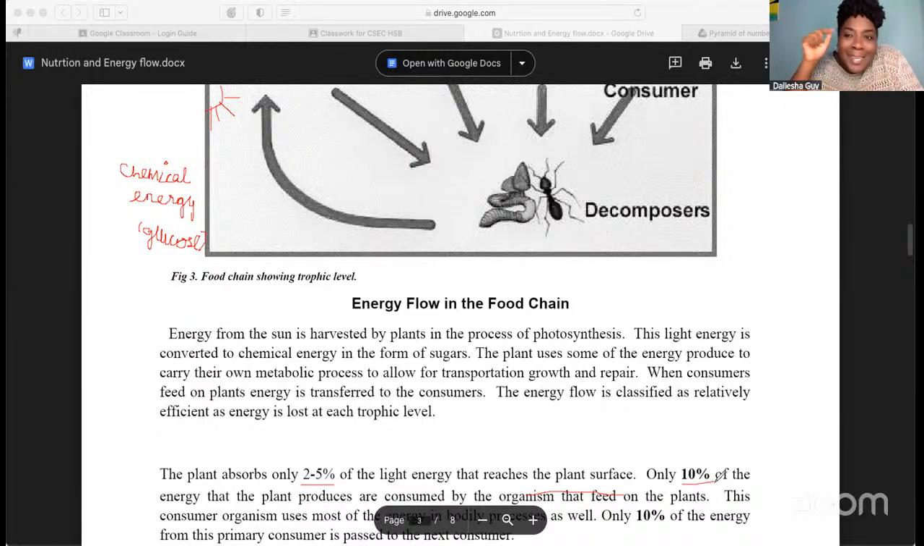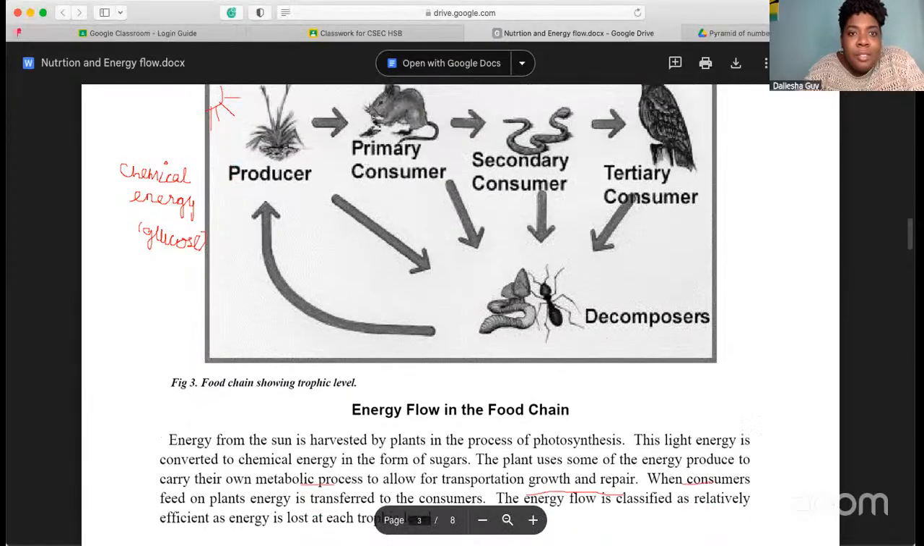This 10% is the only amount that the plant passes on to the primary consumer, right? So in this case, the plant only passes on 10% of the energy received to the shrew. Only 10%. So when the plant receives energy, it only passes on 10% of that energy. Now the shrew, again, is a living organism and has things to do, right?